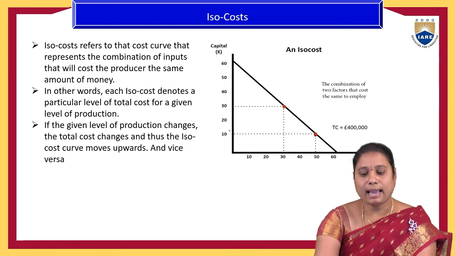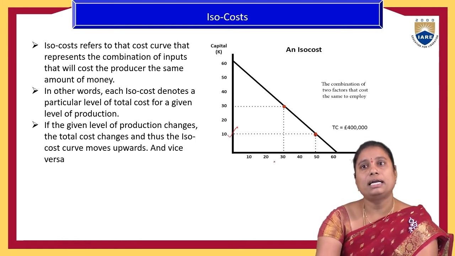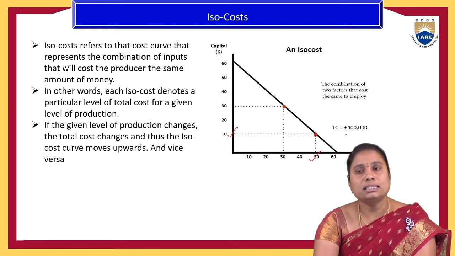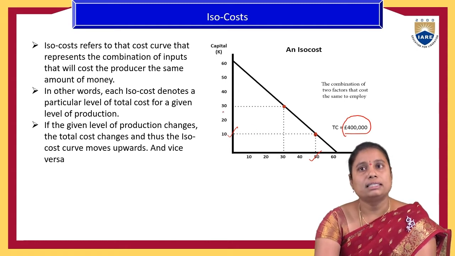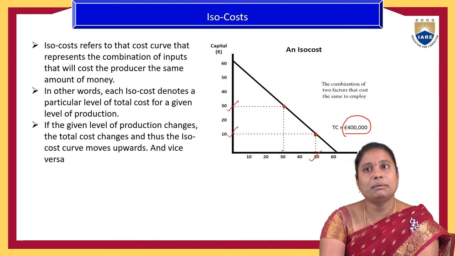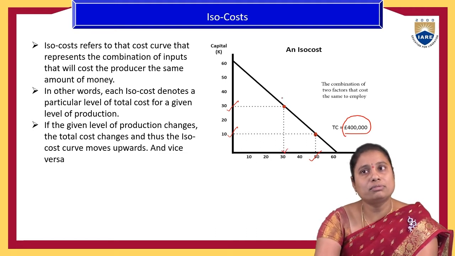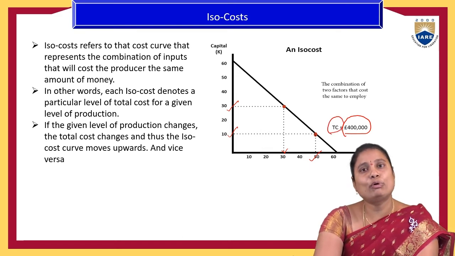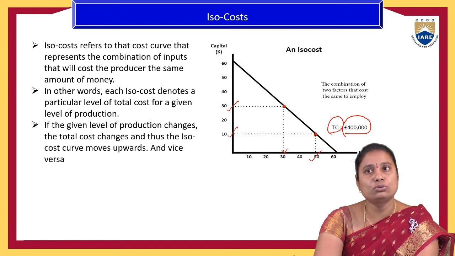If 10 units of capital and 50 units of labor cost, let us say, 4 lakh pounds for the production, and the same for 30 units of capital, where the capital is increased and the labor is reduced, this combination of inputs may also give the same expenditure for the producer. Then that combination of inputs that yields the same expenditure level of production is called the isocost.